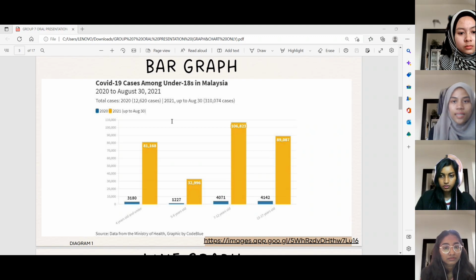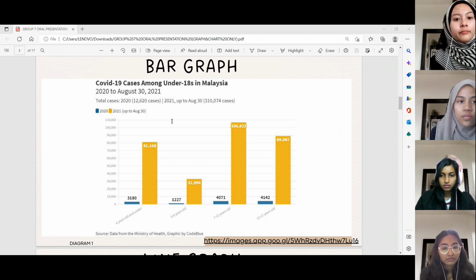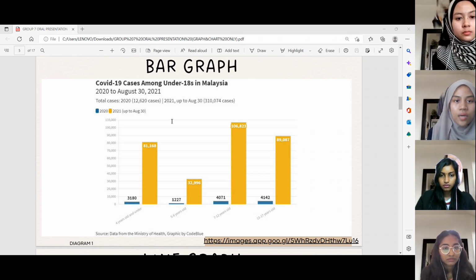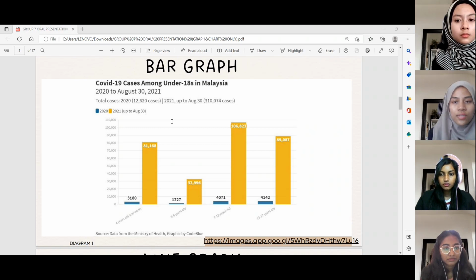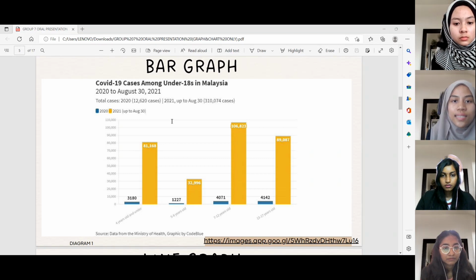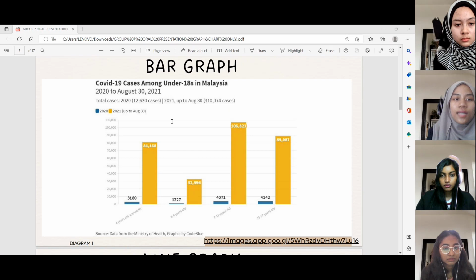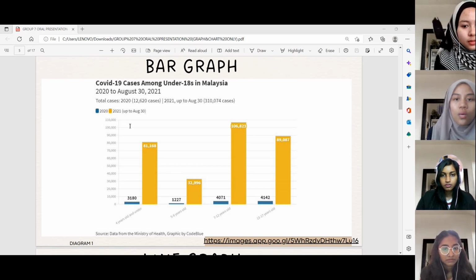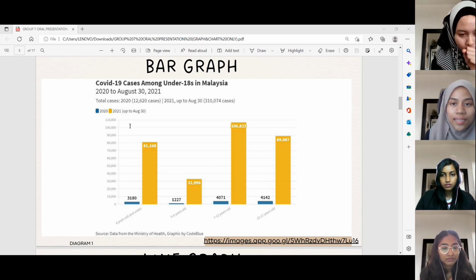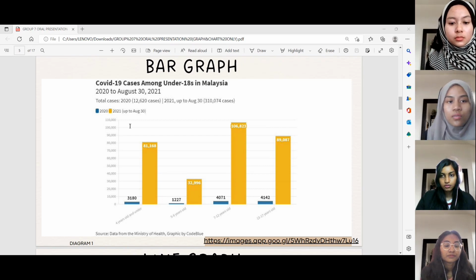For 2021, the number of cases of COVID-19 among children aged 5 to 6 years old was a great deal lower than among children aged 7 to 12 years old. It can be seen that there were 32,996 cases recorded for children aged 5 to 6 years old. Meanwhile, for children 7 to 12 years old, 106,823 cases were recorded. It can be concluded that the highest cases for 2020 are children aged 13 to 17 years old, while for 2021, the highest cases are children aged 7 to 12 years old.